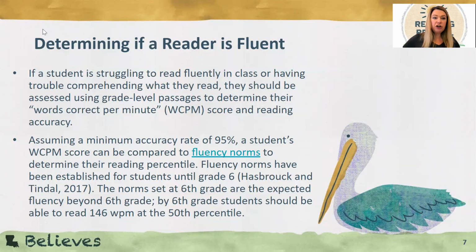So let's talk about determining if a reader is fluent. The first thing, if a student is struggling to read fluently in class, if you're doing some read alouds and you notice that the student's reading might be choppy, or skipping words, or getting a lot of words incorrect, you're correcting students in what they read. That's another important thing that we don't really recognize in middle school and high school.